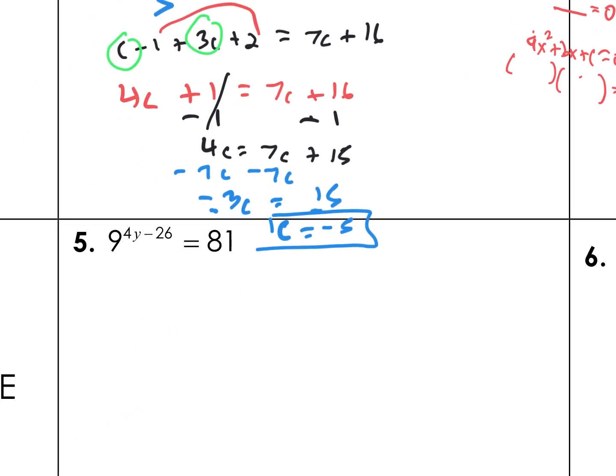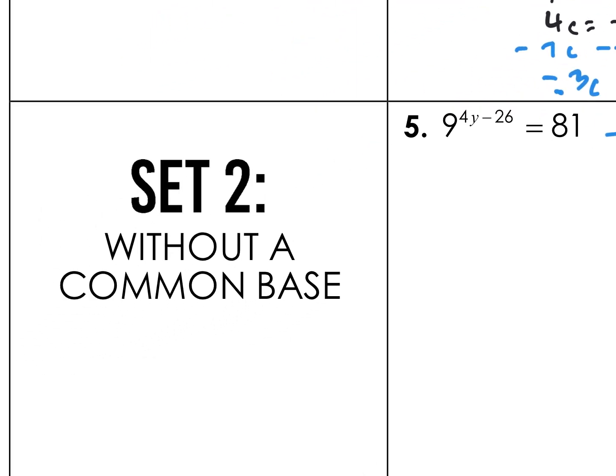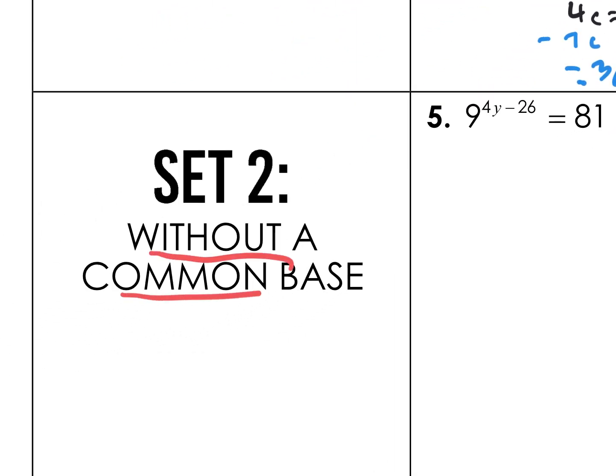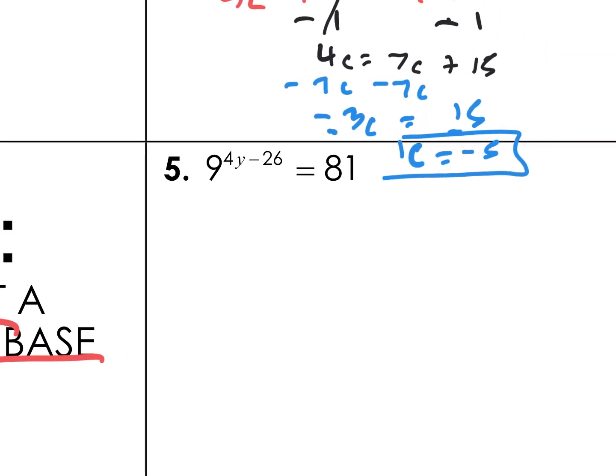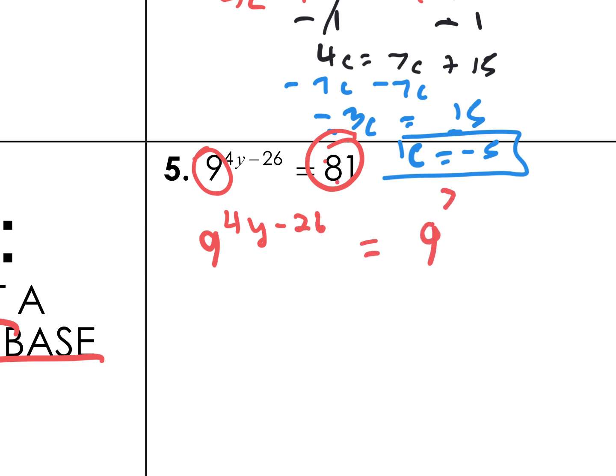Now we're going to pump it up on steroids just a little bit. We do not have a common base. So you need to look at this carefully and say to yourself, can the 9 become an 81? Can the 81 become something with a 9 base? 9 squared. Winner, winner, because that means I'm going to keep the 9 to the 4y minus 26, and I'm going to turn the 81 into a 9 squared.